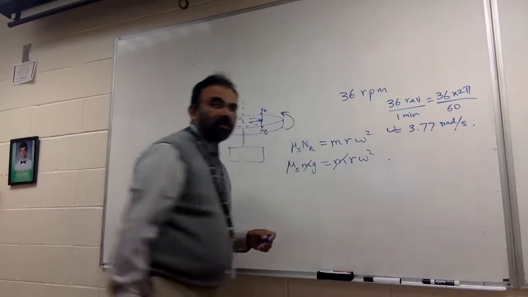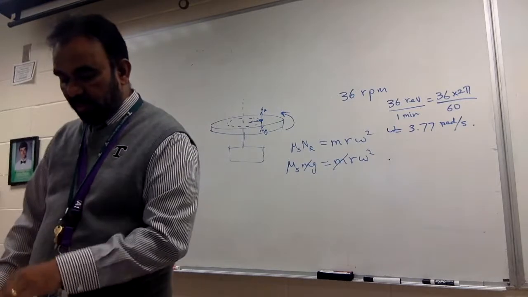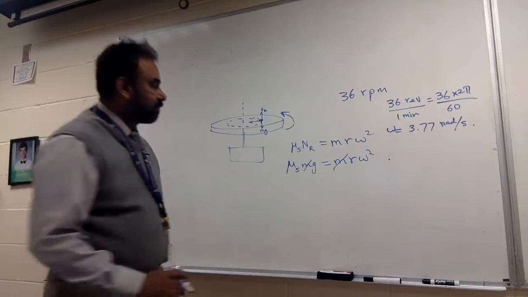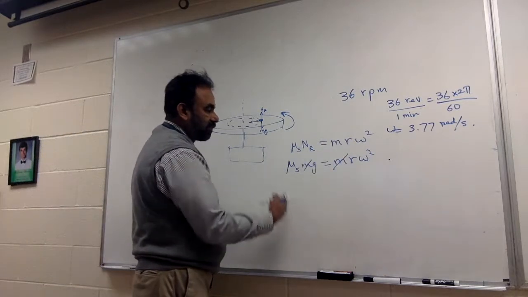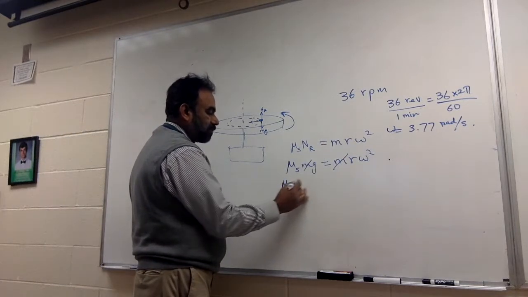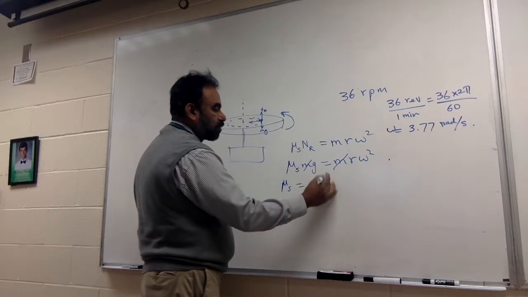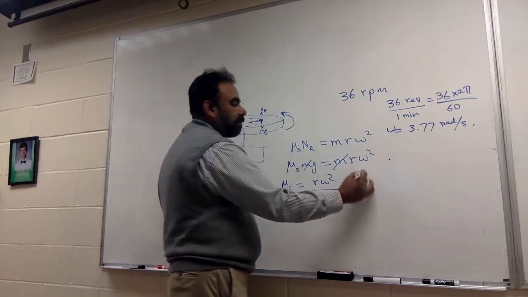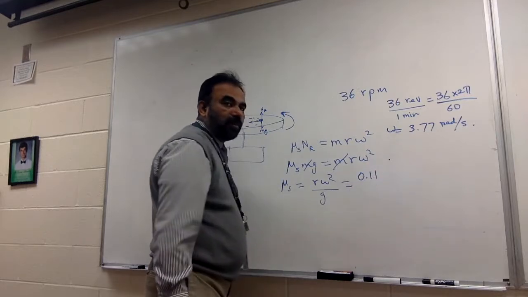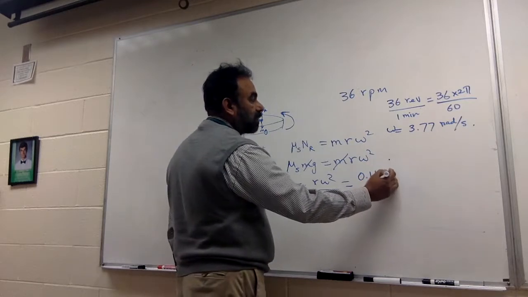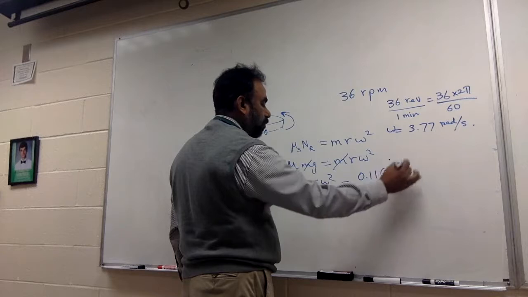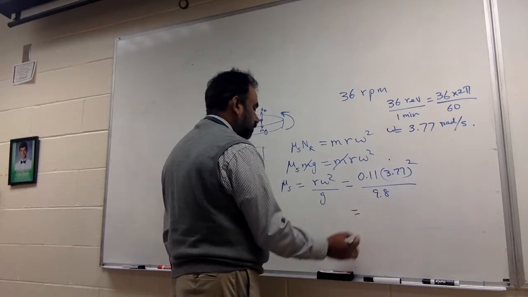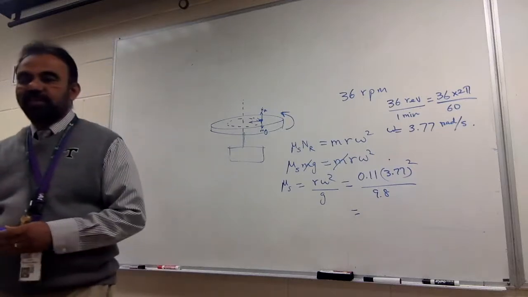So we have omega. And what is the question asking you to find out? What is the coefficient of static friction? So all you have to find is mu s, which is R omega squared over g. What's the radius? R is 11 centimeters converted to meters. Omega is 3.77 squared, divided by 9.8. And that will give you the coefficient of static friction between.